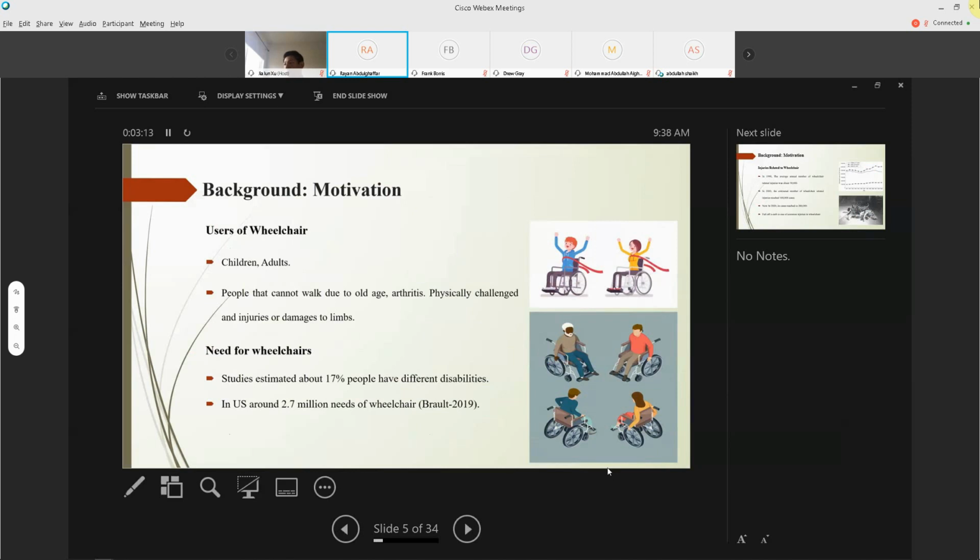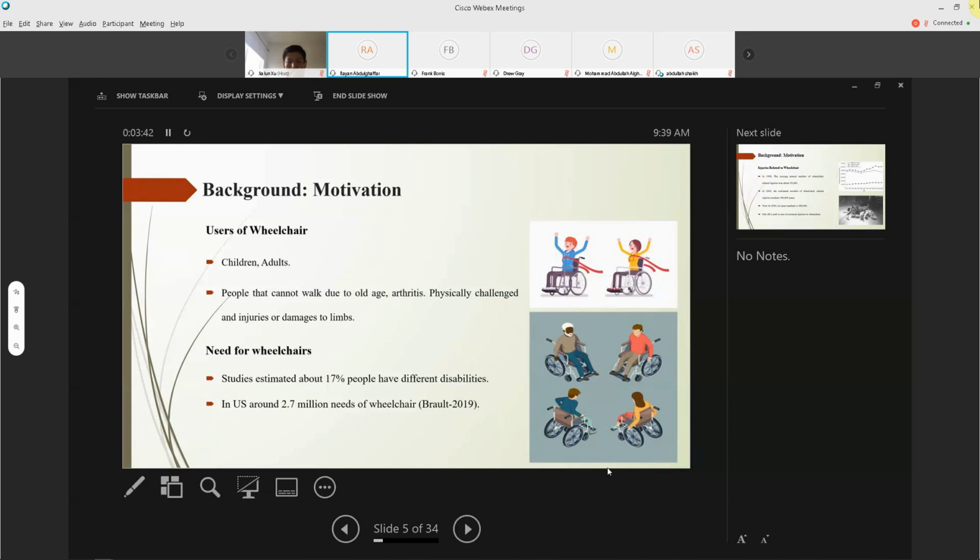Moving to motivation, why we are doing this project. Everyone knows close people using wheelchairs who face difficulty in their daily life moving from one place to another. We are taking this challenge to support individuals with mobility impairments to become more productive members of their communities. Those people can be children and adults, or physically challenged, or have different injuries.